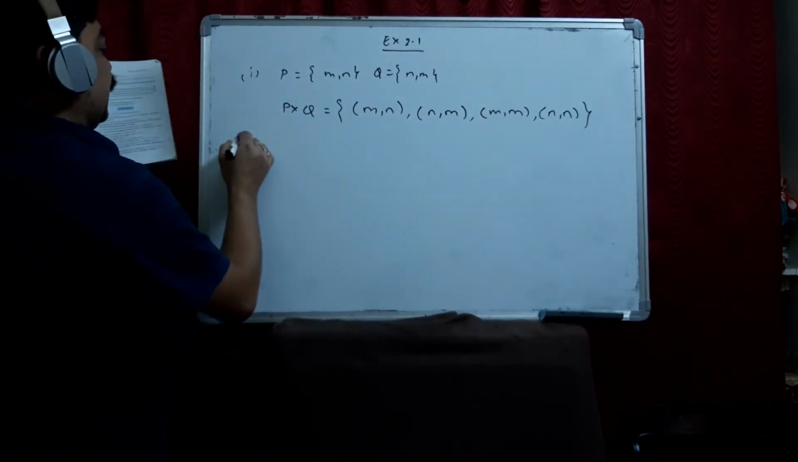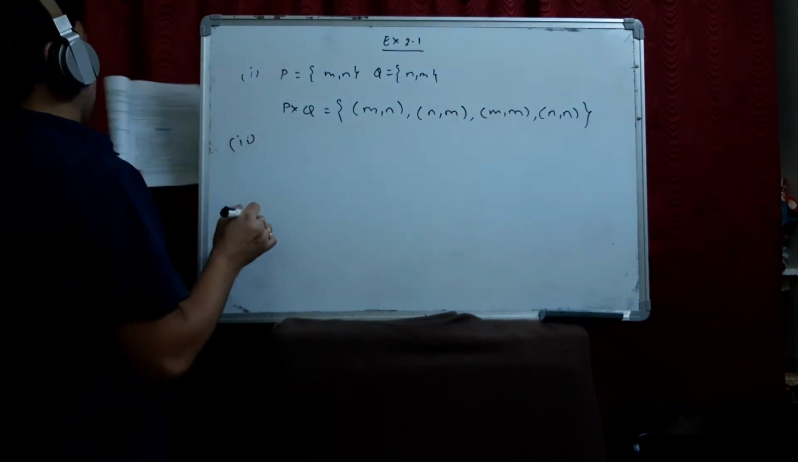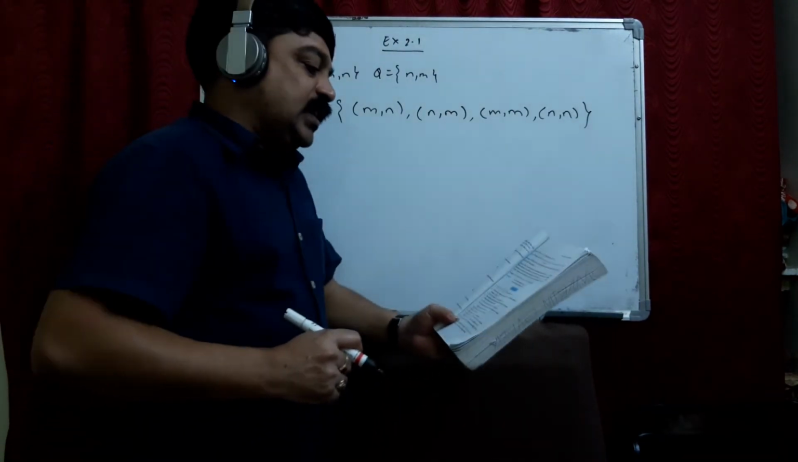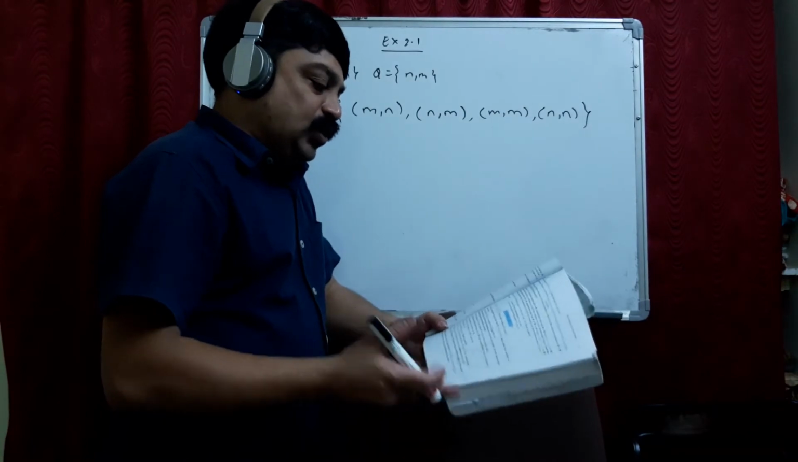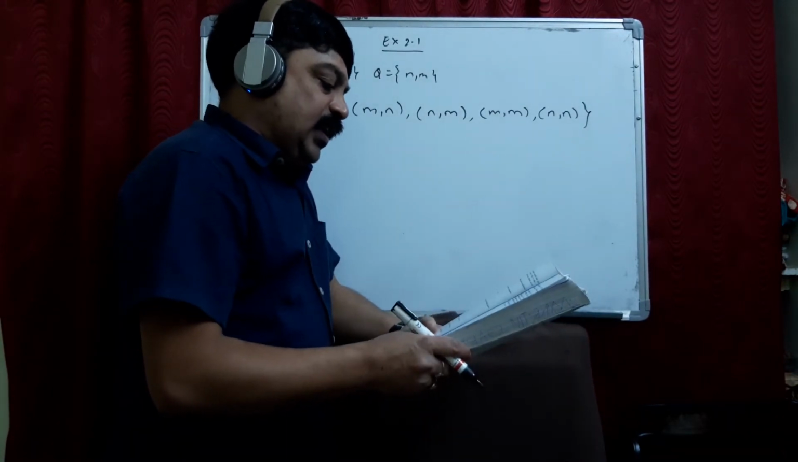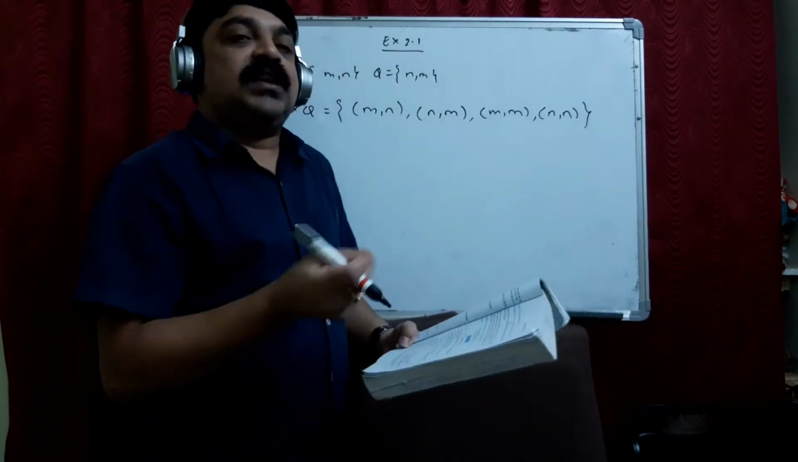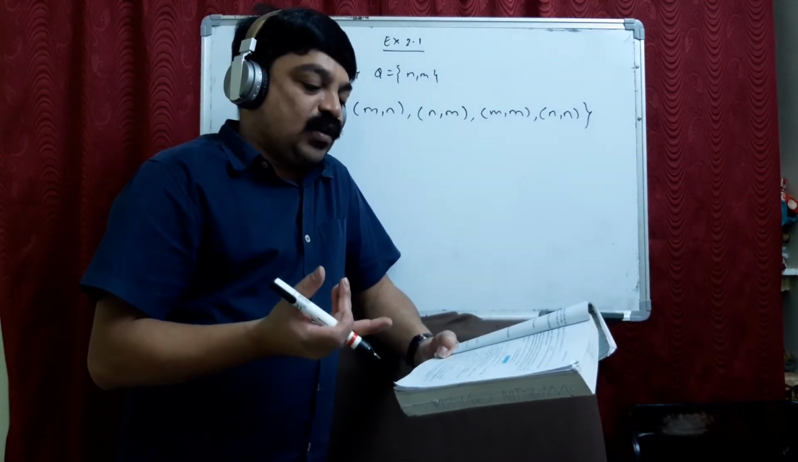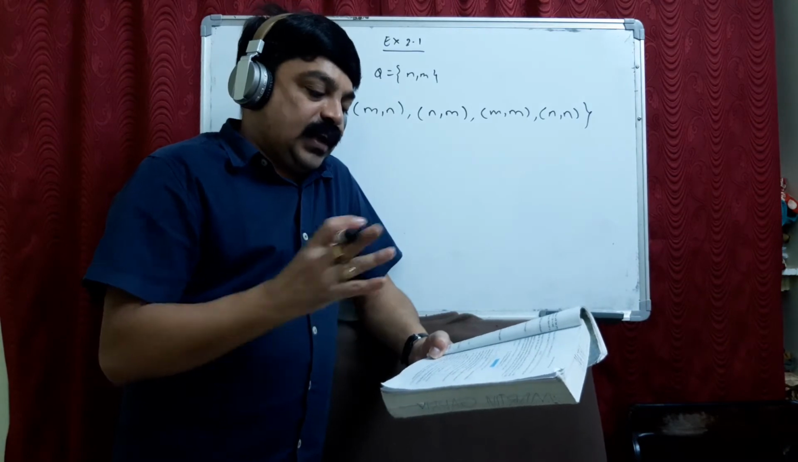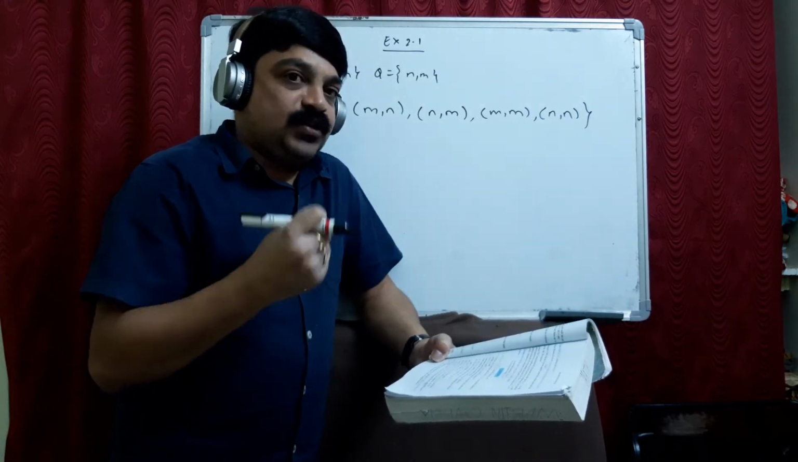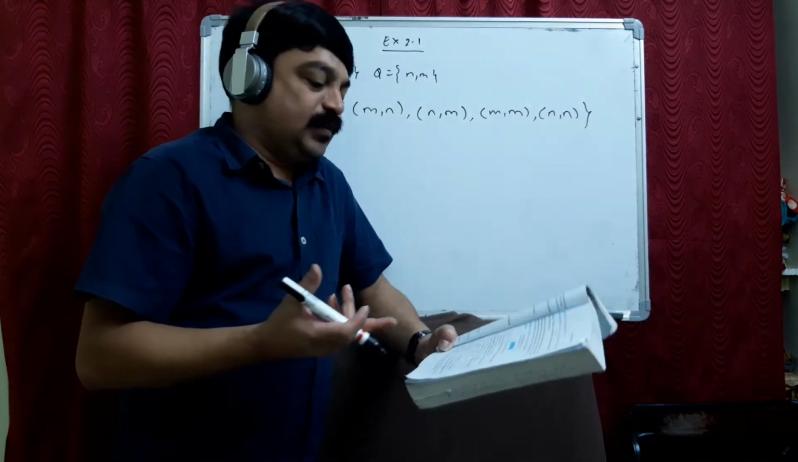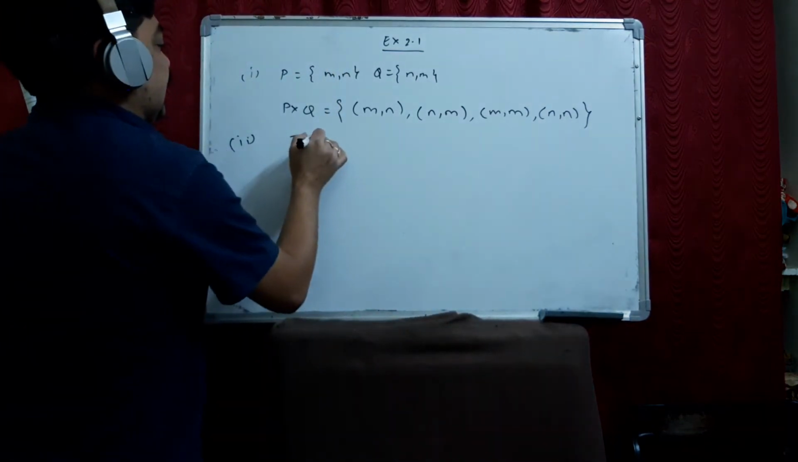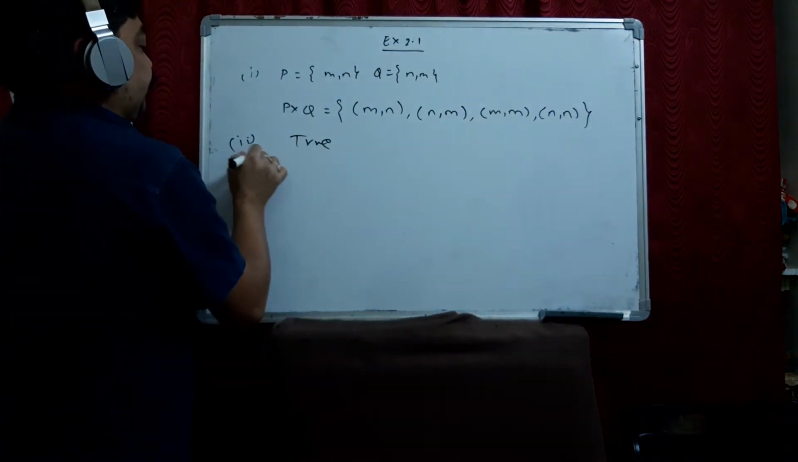See the second question. A and B are non-empty sets and A cross B is a non-empty set of ordered pairs (x, y) such that x belongs to A and y belongs to B. It is exactly the definition. A is a non-empty set and B is a non-empty set, and A cross B is a non-empty set of ordered pairs such that the first element belongs to the first set and the second element belongs to the second set. So the second one is true.